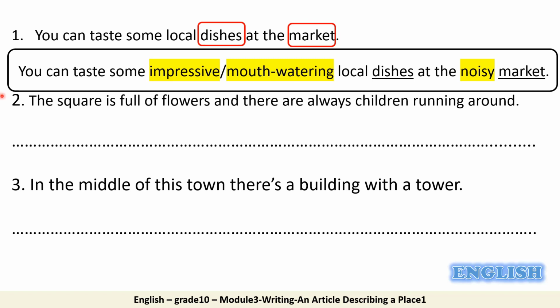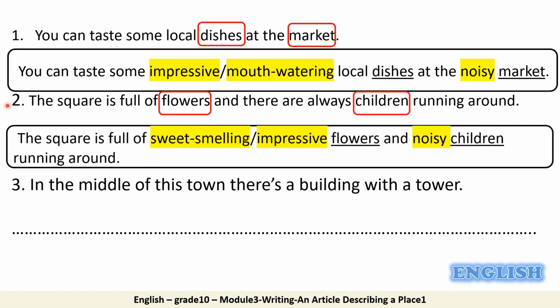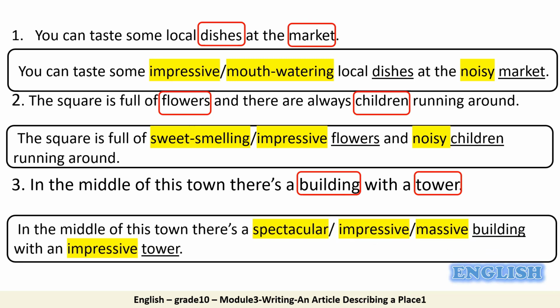Good. Let's move to the second sentence. The square is full of flowers and there are always children running around. So the nouns I need to describe here are flowers and children. So the answer is, the square is full of sweet-smelling or impressive flowers and noisy children running around. Number 3, in the middle of this town, there is a building with a tower. I need to describe the building and the tower. So I could say, in the middle of this town, there's a spectacular, impressive, or massive building with an impressive tower.